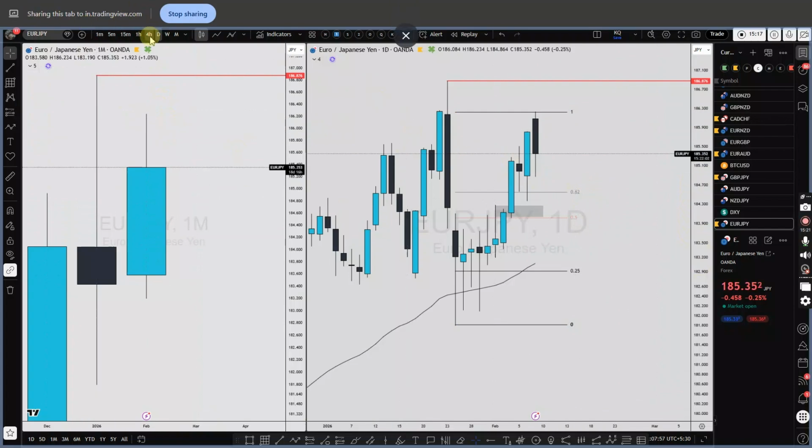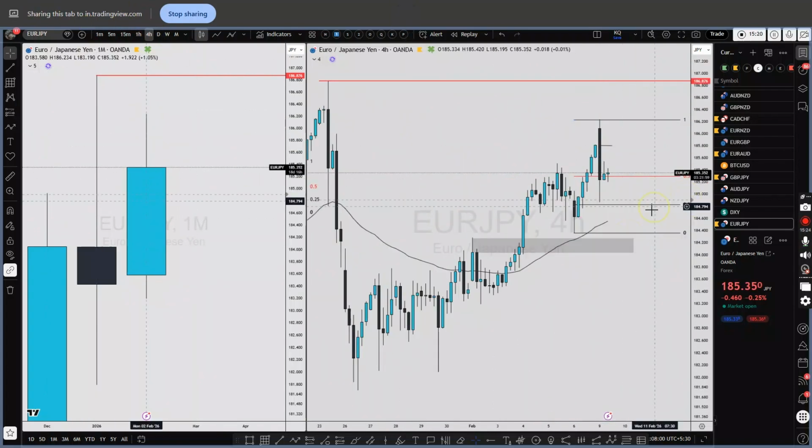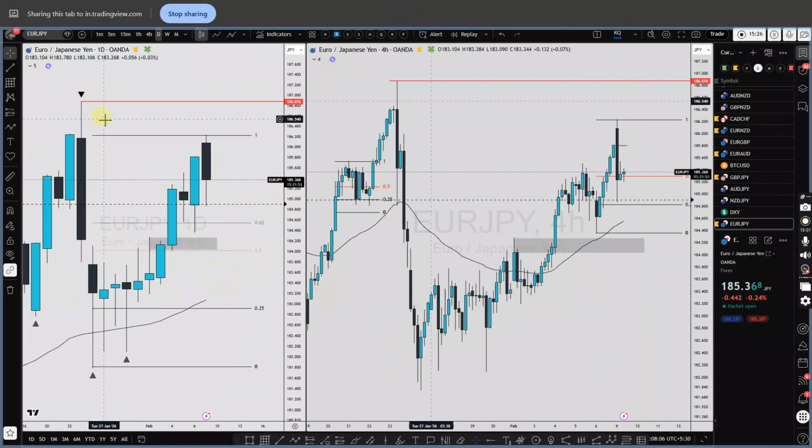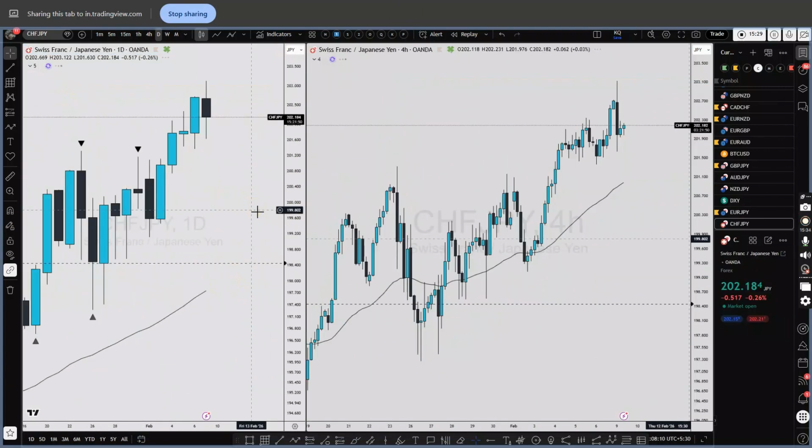I'm going to look for this 4-hour OT. Let's see how it unfolds. The monthly bias is still intact. We can still target the previous monthly high.